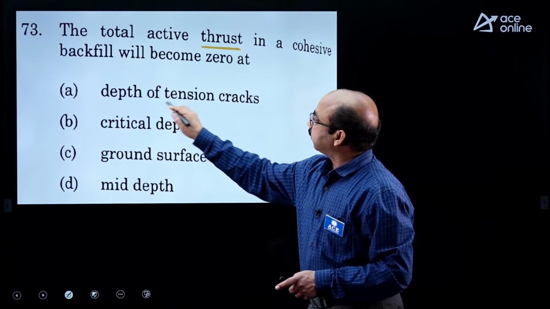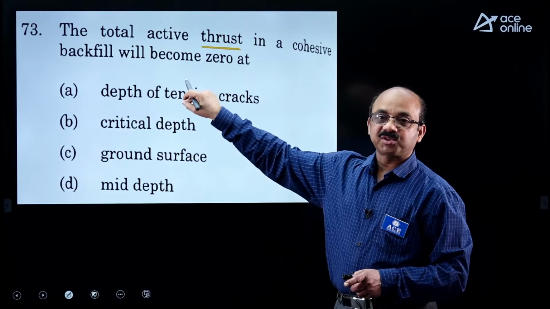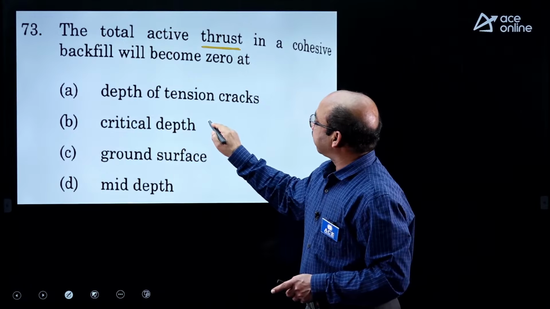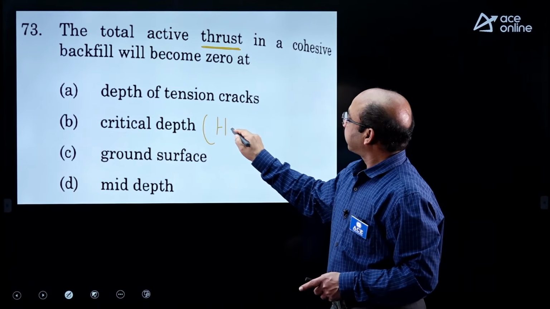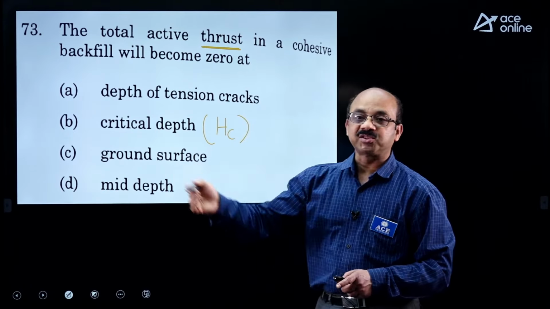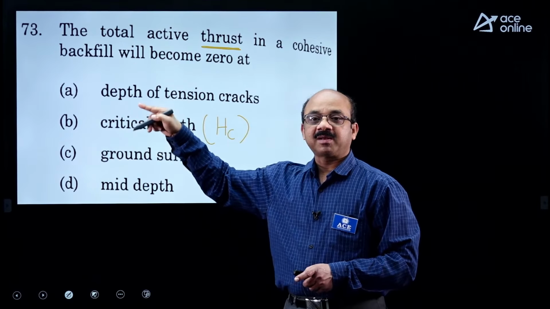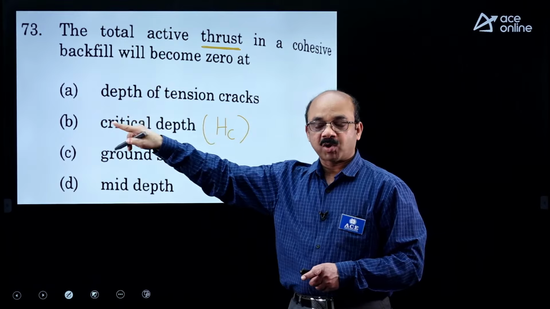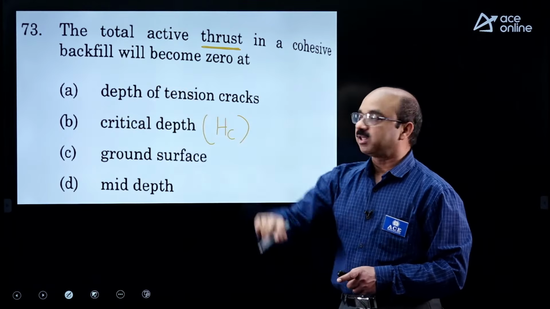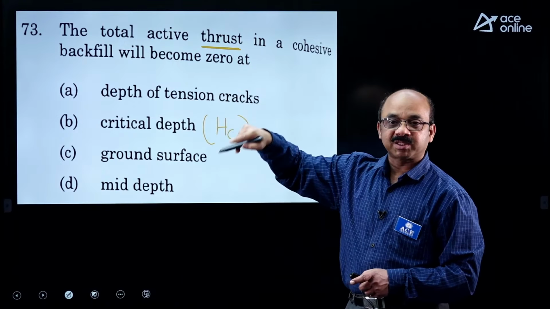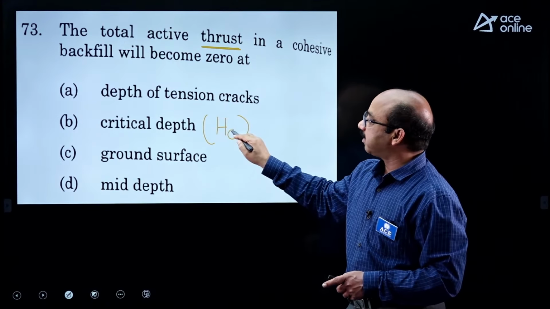Because at a depth of tension crack, pressure becomes 0, but not the force. If you go to critical depth, nothing but with the notations what you use, HC. At a depth of critical depth, the algebraic sum of the negative and the positive diagram, the total area becomes 0. Therefore, the thrust means nothing but area of the diagram. The total algebraic sum of area becomes 0 at a depth of critical depth.